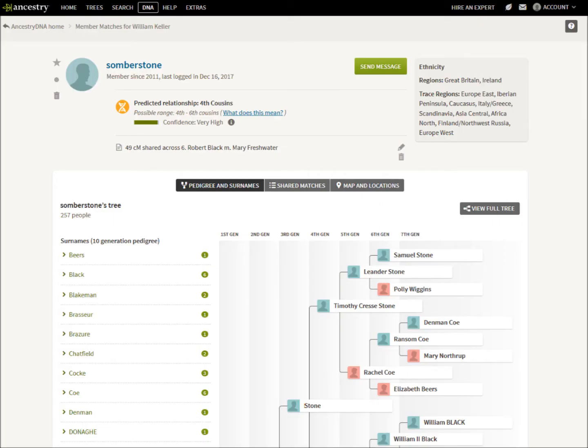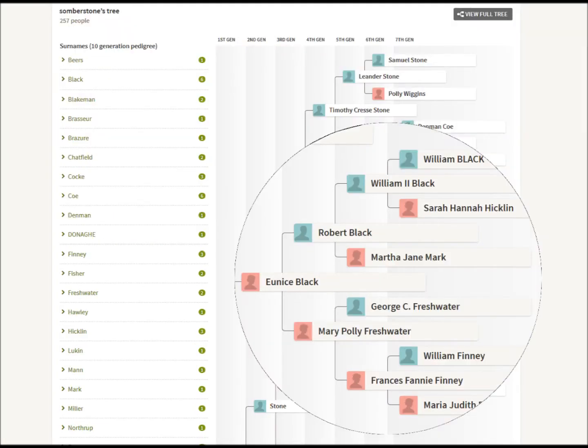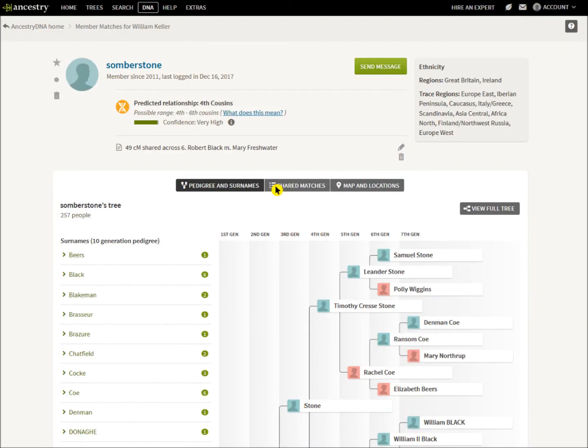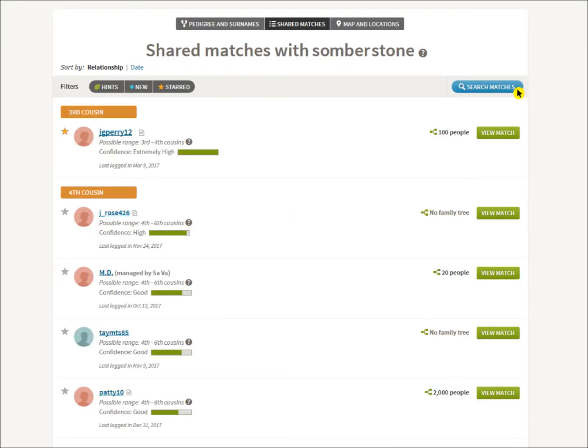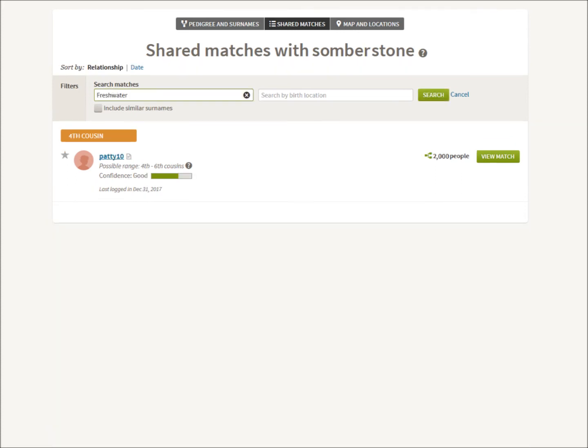When I look at Somberstone's family tree, I see a familiar sight. Somberstone and J.G. Perry have the same line. They're like 2nd cousins once removed, so this narrows down the search a bit. Am I related to the Blacks or the Freshwaters? Maybe both. I can search shared matches for last names, but not many have family trees. I type in Freshwater and I only get one result. I type in Black and I only get the same result.